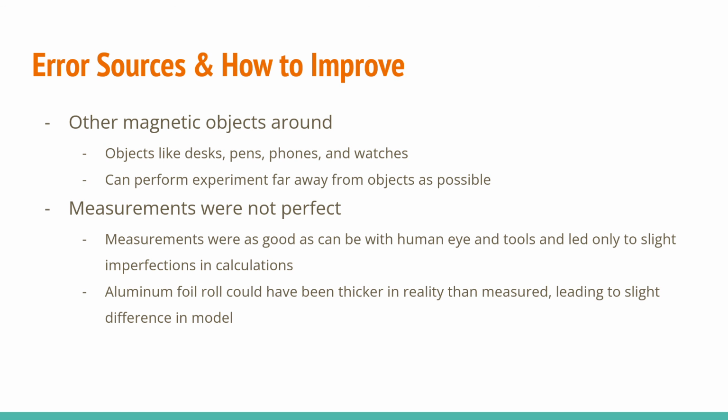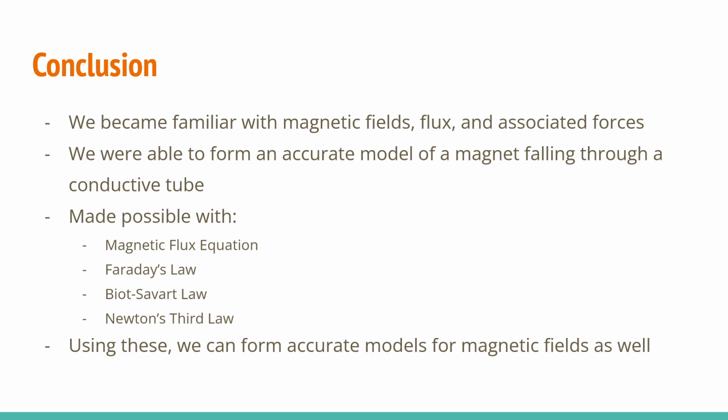differences in the model. In conclusion, today we became familiar with magnetic fields, flux, and the associated forces. We were able to form an accurate model of a magnet falling through the conductive tube. Like I said earlier, this was made possible with the magnetic flux equation, Faraday's law, PHYS2212 law, and Newton's third law. Using these, we were able to form accurate models for magnetic fields.